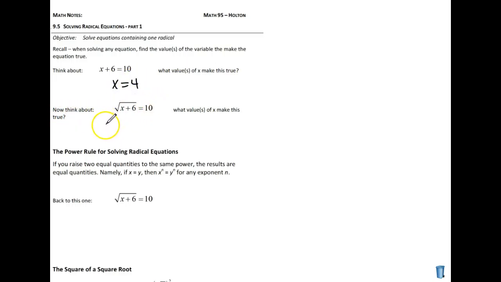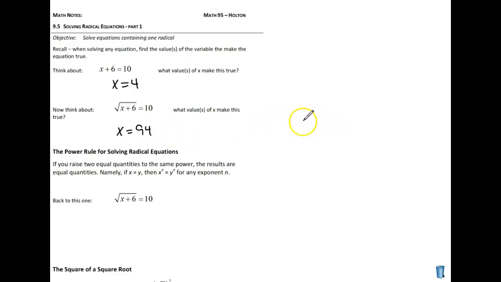We can think of it similarly when you are dealing with a radical situation. Thinking about the square root of x plus 6 equaling 10, what value or values of x make that true? Well, the square root of what gives you 10? That's right, the square root of 100. So x plus 6 has to equal 100, because what's under the radical has to be 100. What is your value of x such that when you add 6 to it you get 100? Well, that is x equals 94.